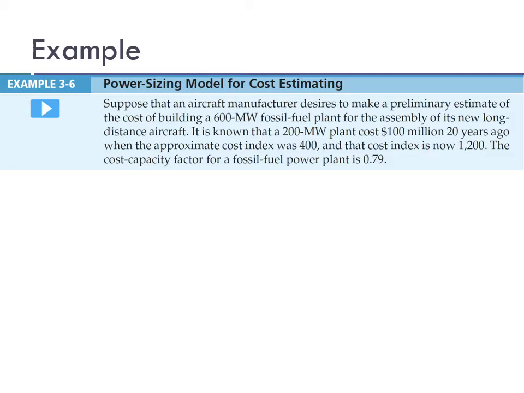Actually, in this example, there are two things that we need to consider. The first thing is the size. So we want to develop or establish a facility with 600 megawatt fossil fuel plant, and we know the cost for 200 megawatt. This is the first thing, the size is different. But there's also another factor, which means that we know the cost of 200 megawatt plant for 20 years ago, not for today. So it means that first we need to calculate how much this 200 megawatt plant would cost now, and then we need to find what will happen if we increase the size or the capacity from 200 to 600. Okay, so let's first do the first task.